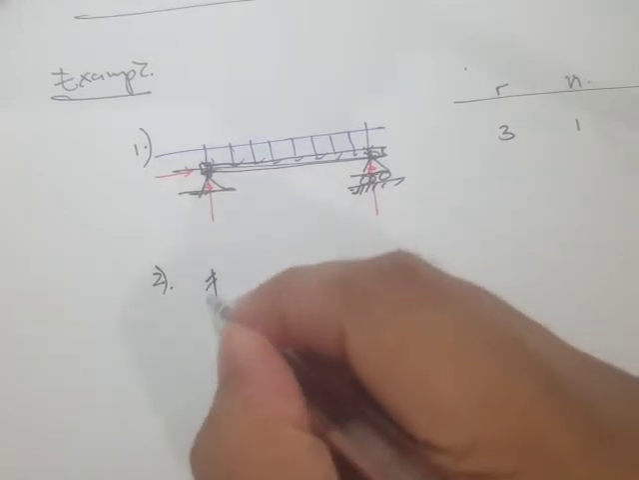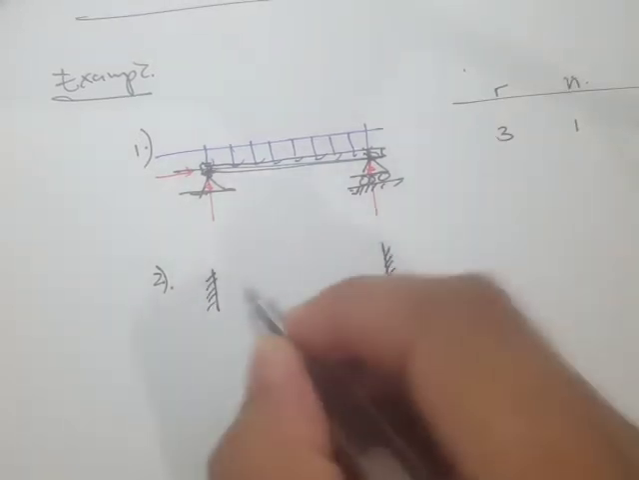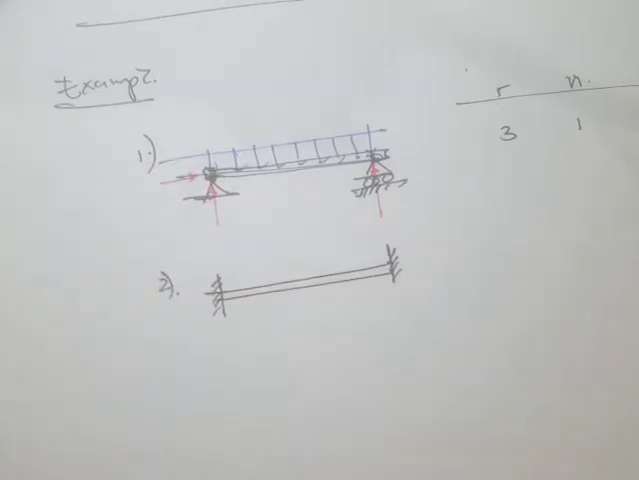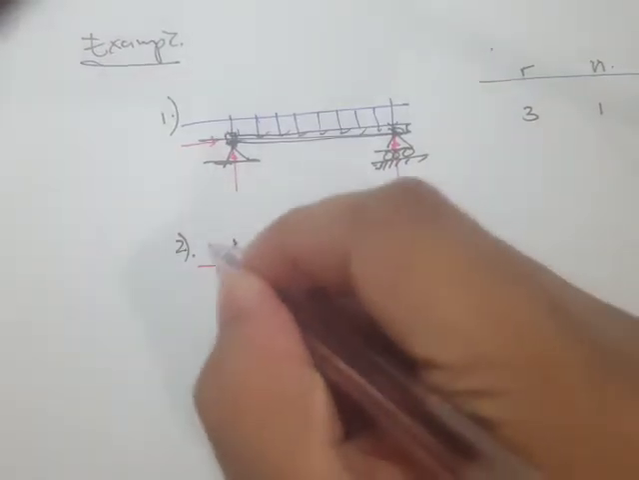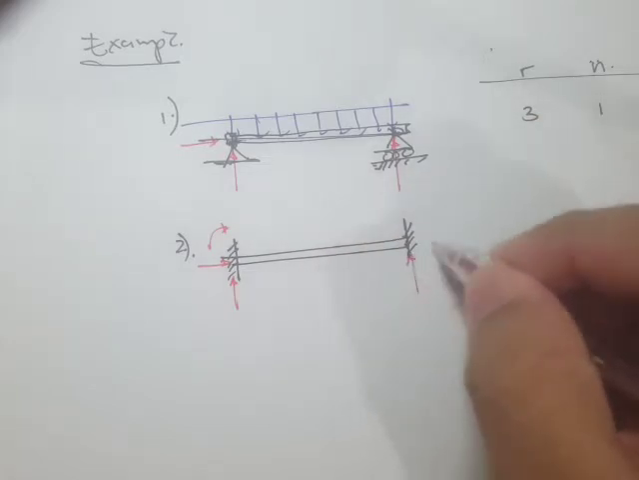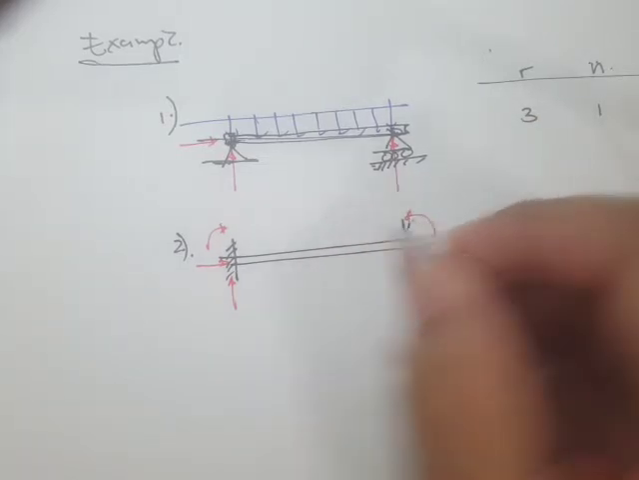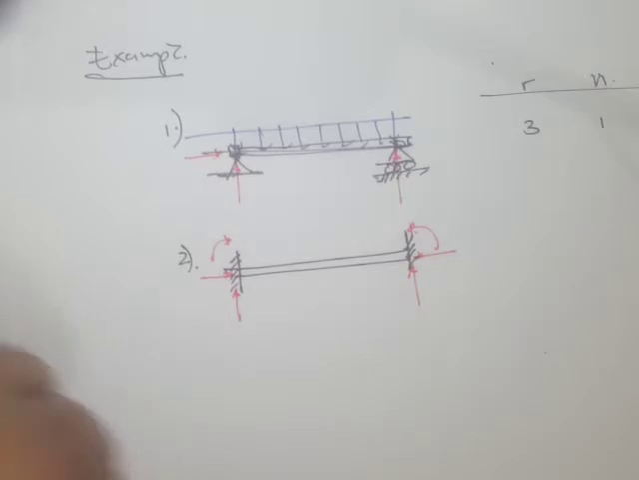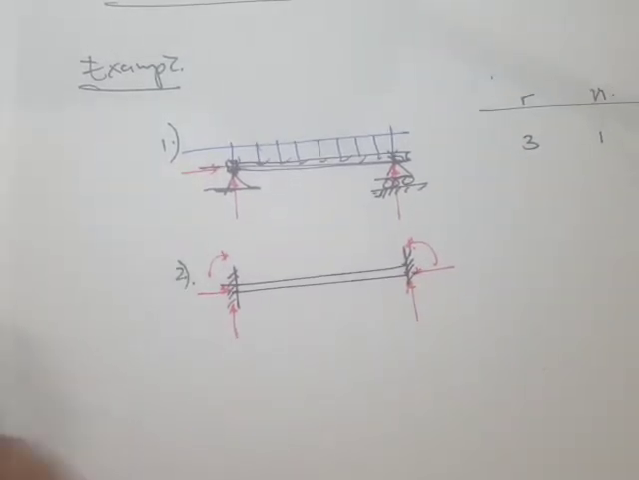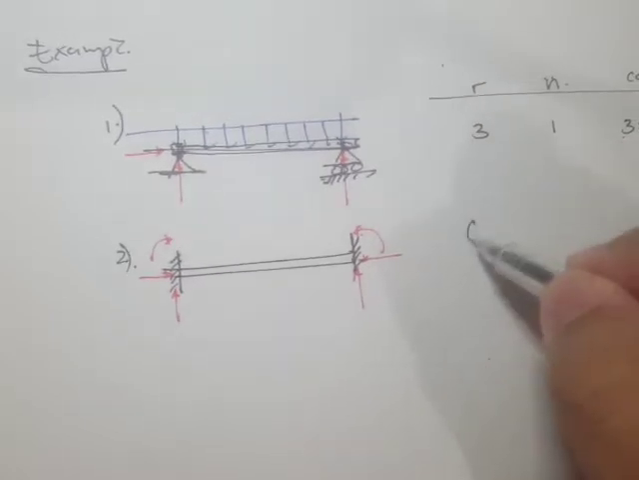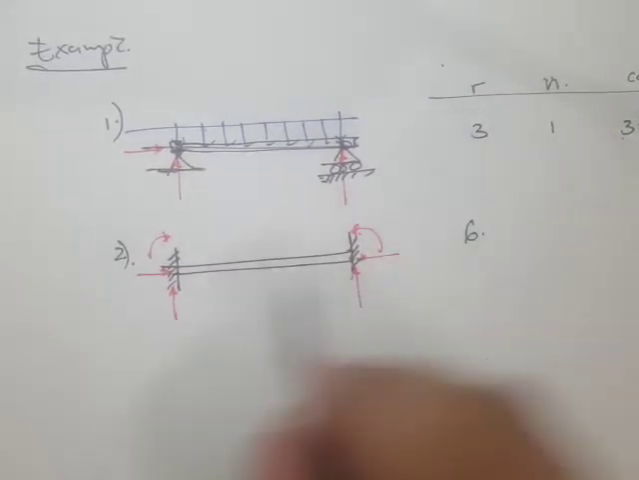Now, what if we have something like this, a fixed beam? How many reactions for a fixed support? We have 3, so we have reactions along x, y, and a moment reaction along z. So how many support reactions do we have? We have 6. And how many beam members do we have here?